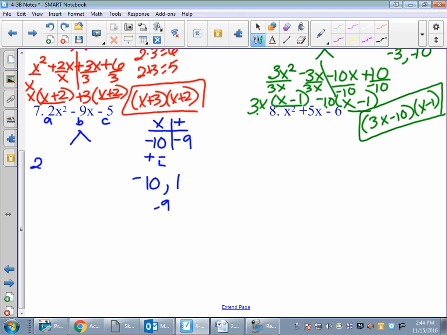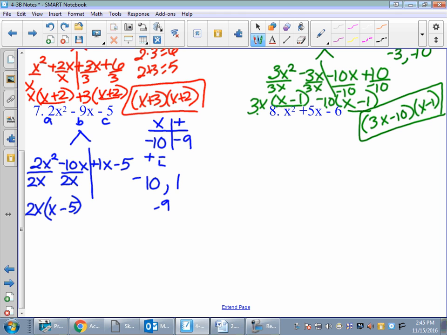So I end up with 2x squared. The order in which you put these in, I can put the -10 over here, or I can put the 1 over here. It's up to you. I'm going to put the -10x over here, plus 1x minus 5. Split it down the middle, factor by grouping. In the first group, a 2x is in common with each other. So I'm going to divide by 2x, both sides. 2x on the outside leaves me with x minus 5.